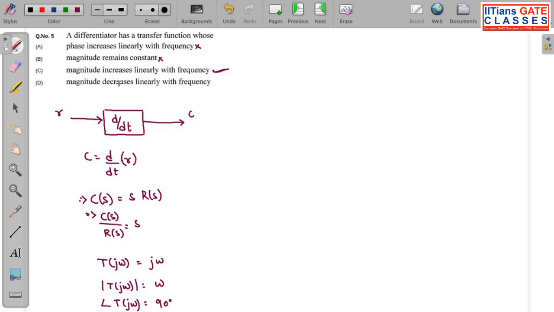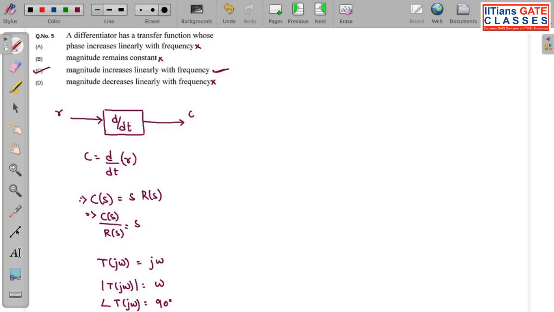What is option D? Magnitude decreases linearly, no, because in control systems we don't have the concept of negative frequency. Remember this, in control systems we don't have negative frequency, so this option is also wrong. So option C is your correct answer. This is your differentiator.